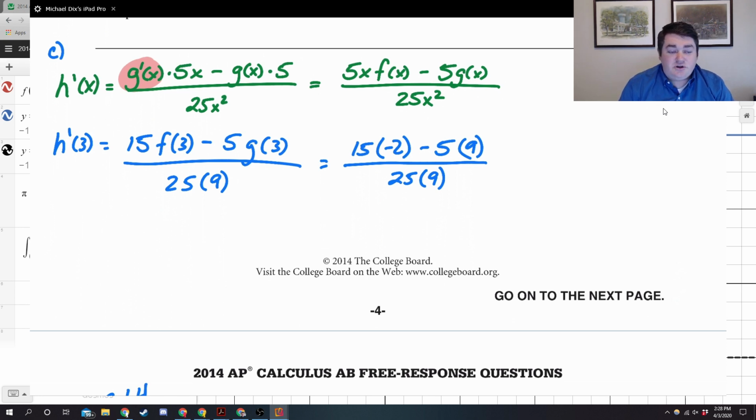Okay, and you could simplify this, but with this being a free response non-calculator problem, I would be content to stop right there. That answer is good enough for me.